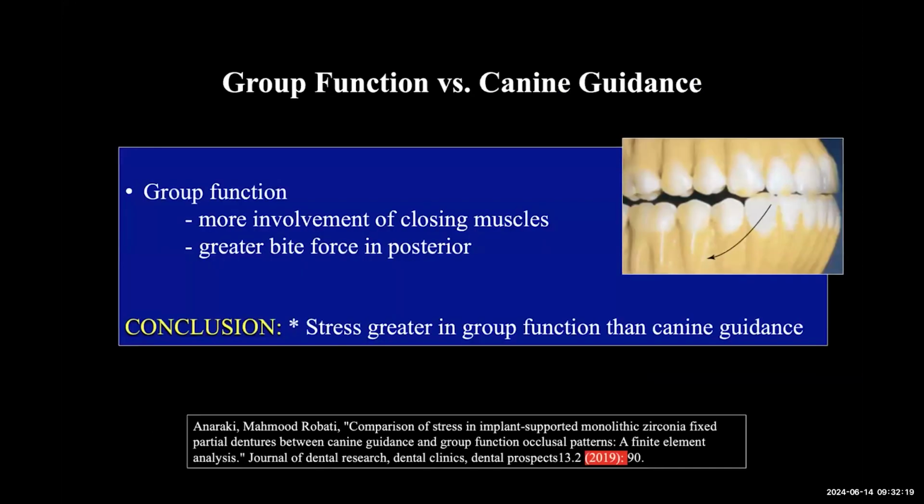So what do the studies show? Well, here is a study that looked at group function versus canine guidance, and showed more involvement of the closing muscles with group function and greater biting force in the posterior. So the conclusion was there's greater stress generated with group function than canine guidance.